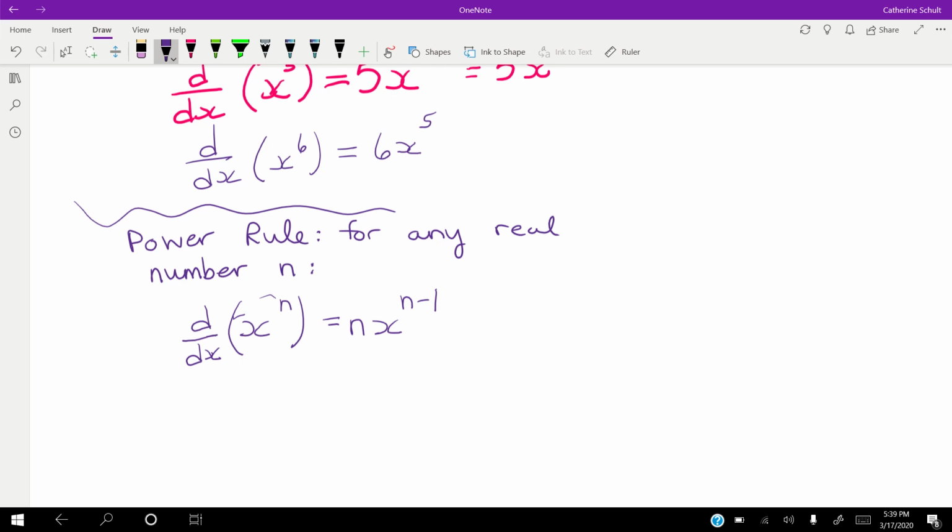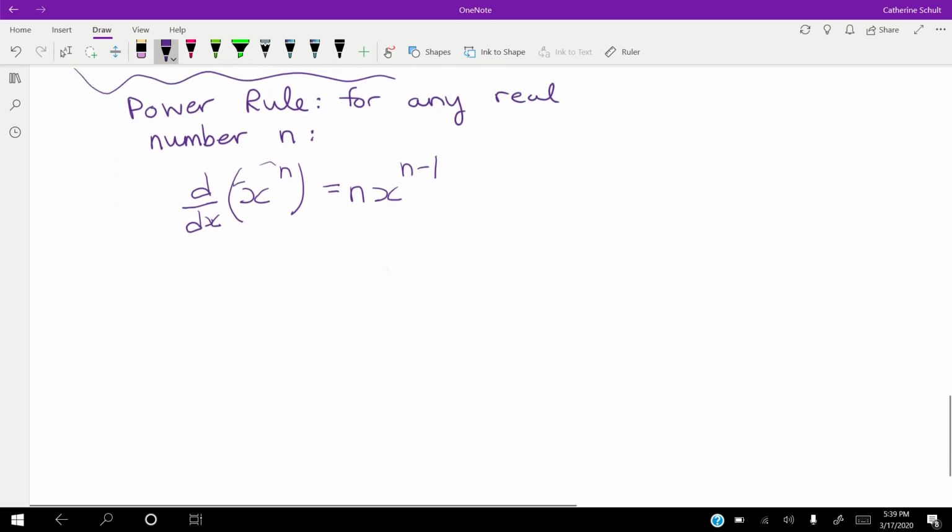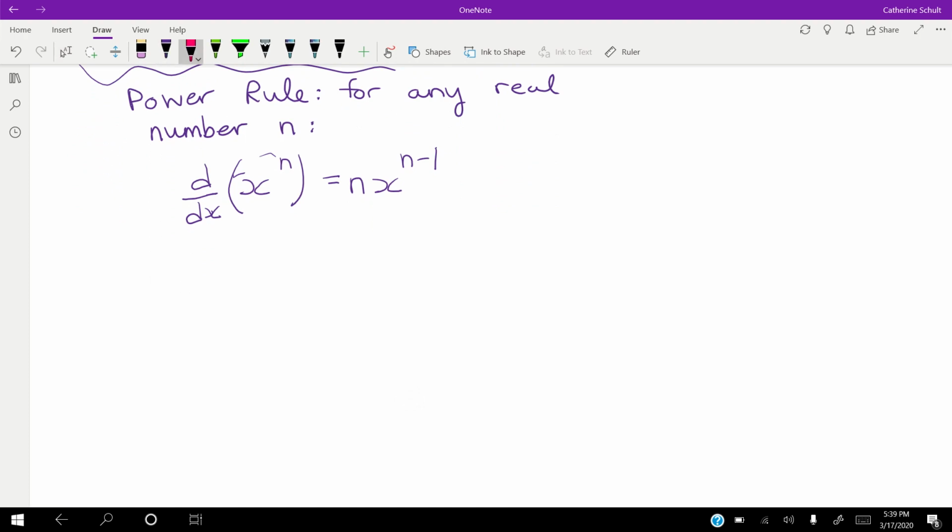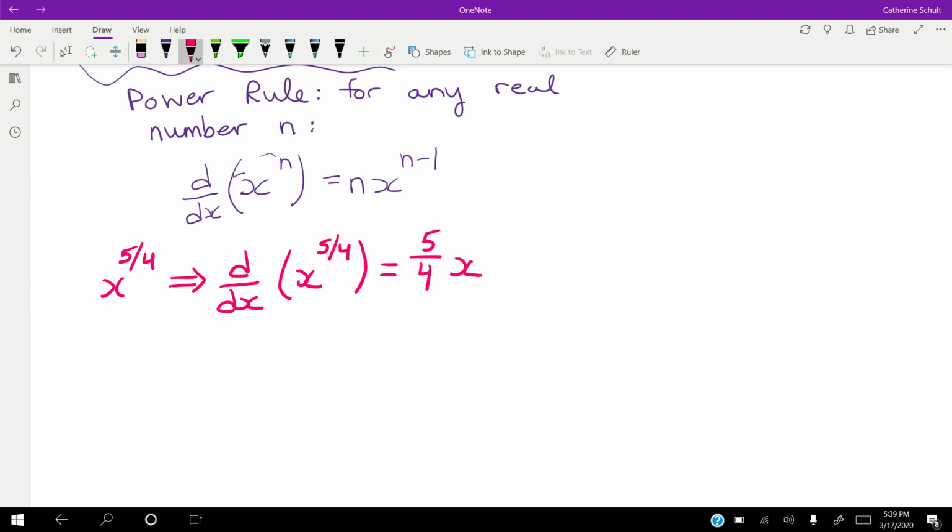Like I was saying, it doesn't have to just be a positive integer. n can be a fraction. So let's say we're looking at x to the 5/4. If we wanted to take the derivative of that, it's the same process. We bring down the exponent and then subtract 1 from the exponent. You need a common denominator. 1 is like 4/4. So we're looking at x to the 1/4.